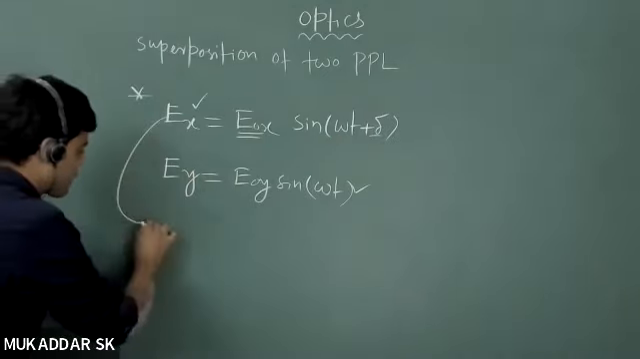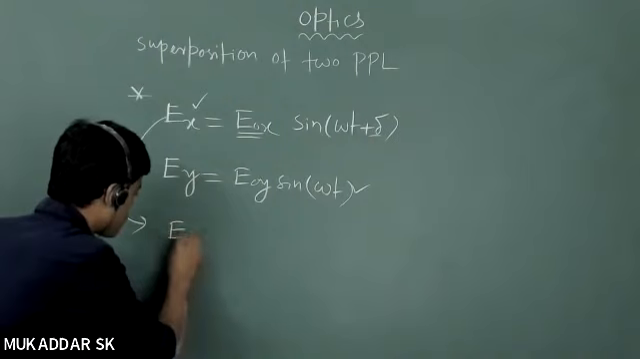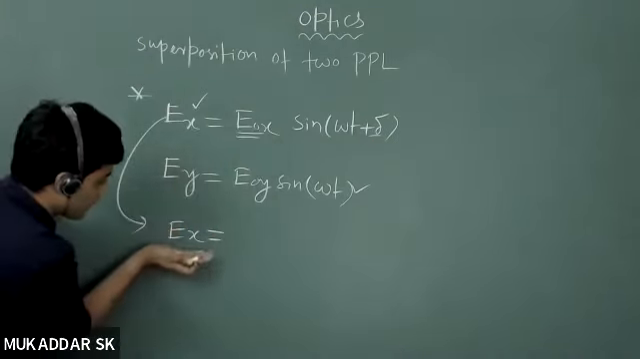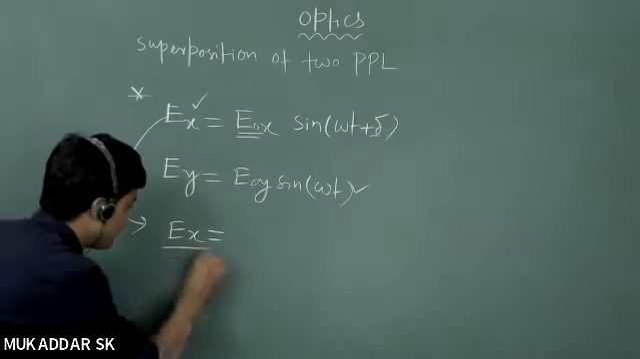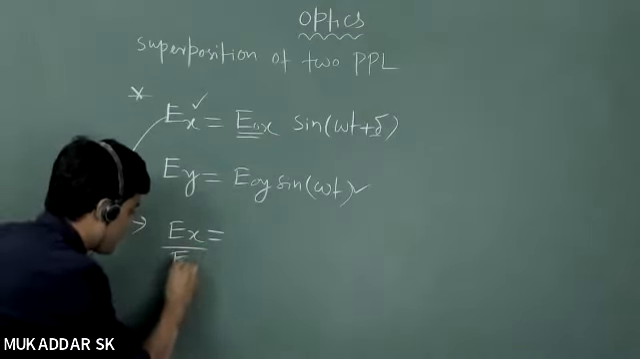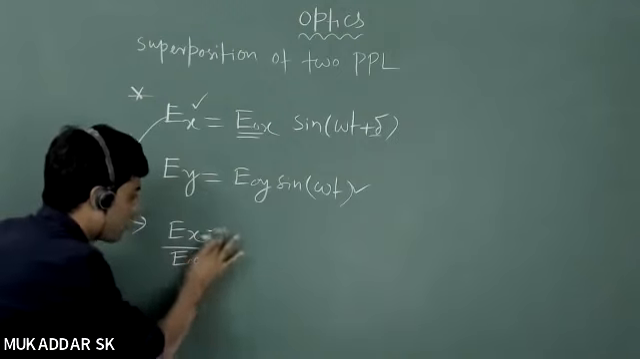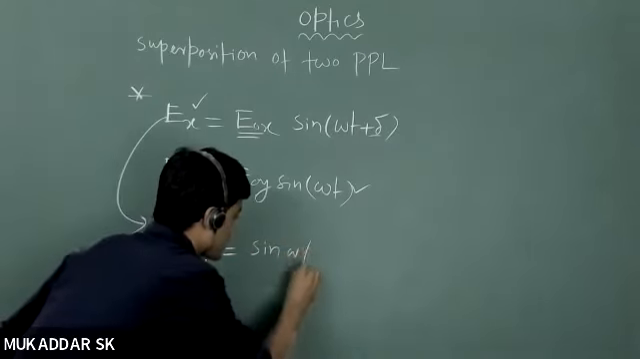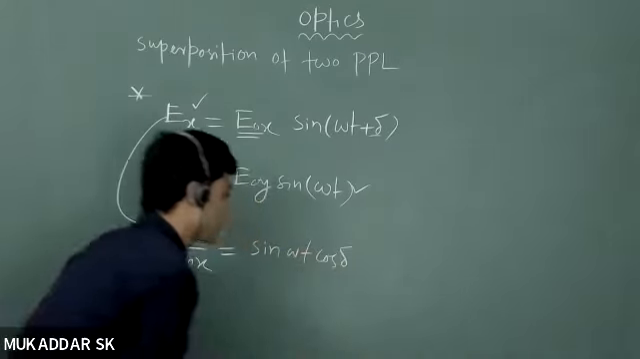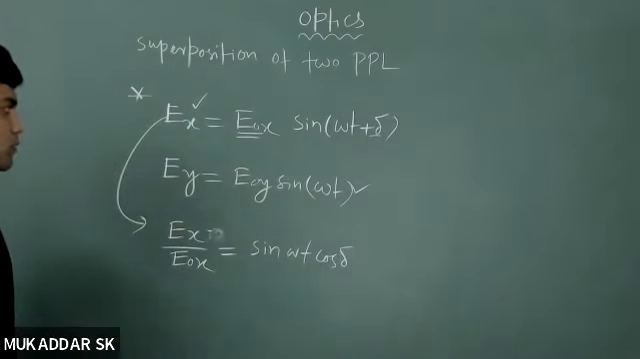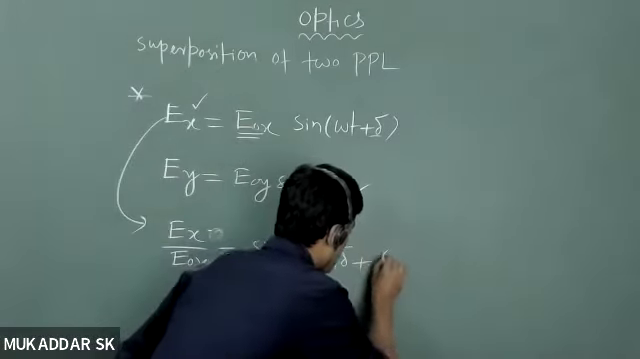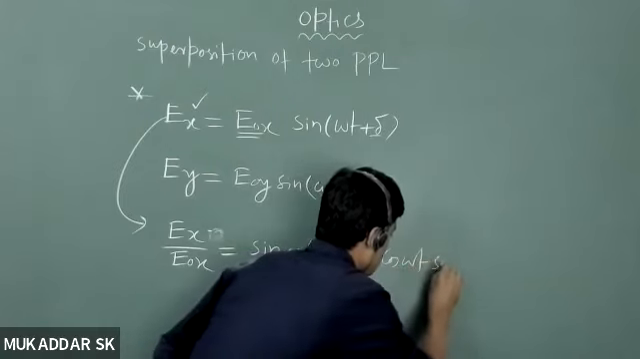Now this Ex can further be written as what? I can take E naught x to the denominator on the left hand side, right? So if I write like this, on the right hand side, how much will I get? I'll get sine of omega t cosine delta plus cosine omega t sine delta. Just I am using the formula sine a plus b, which is nothing but sine a cosine b plus cosine a sine b.